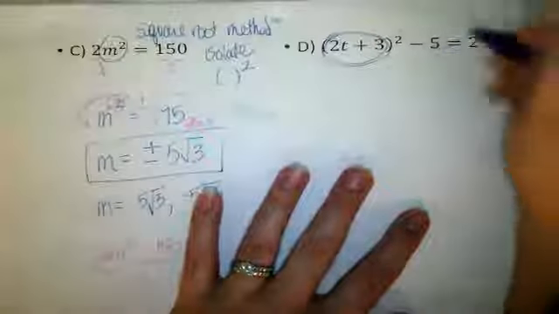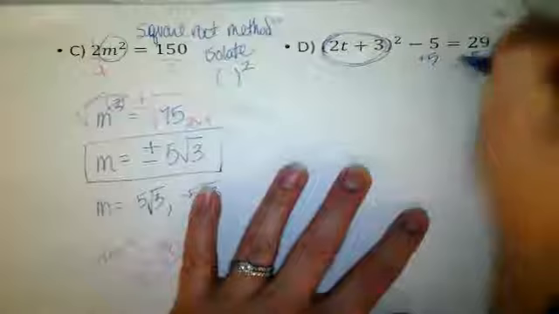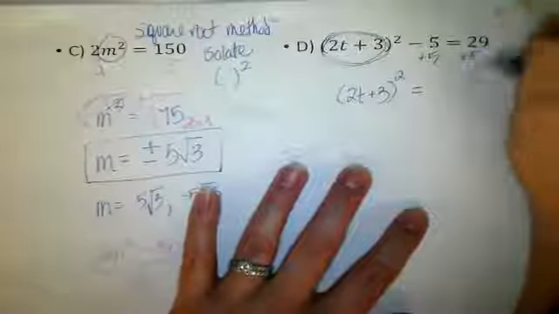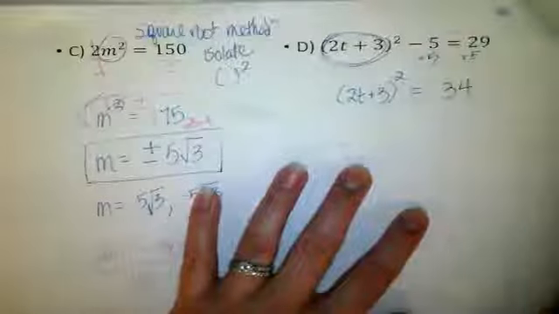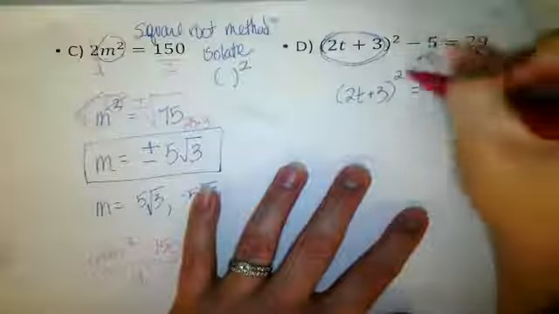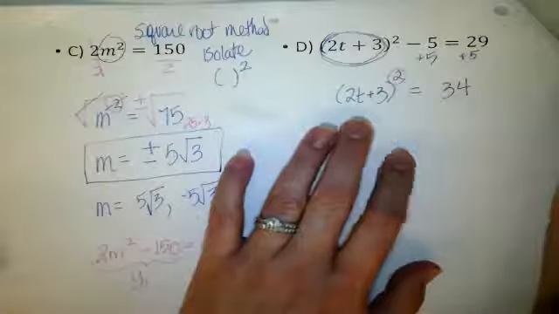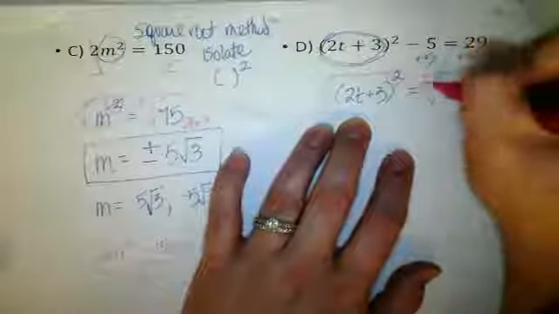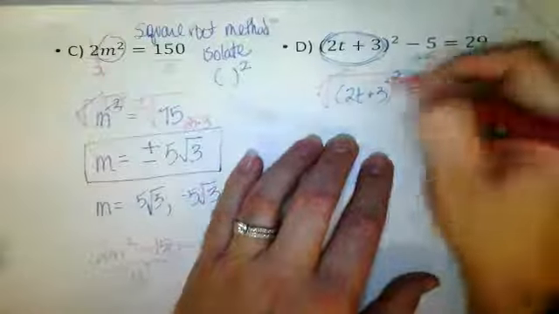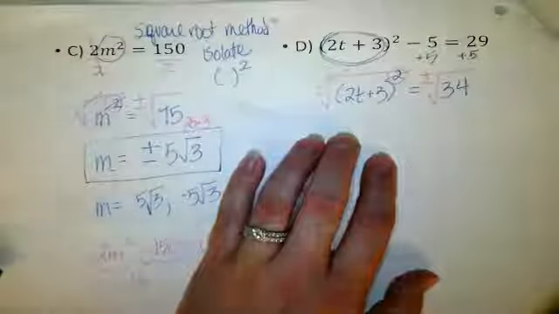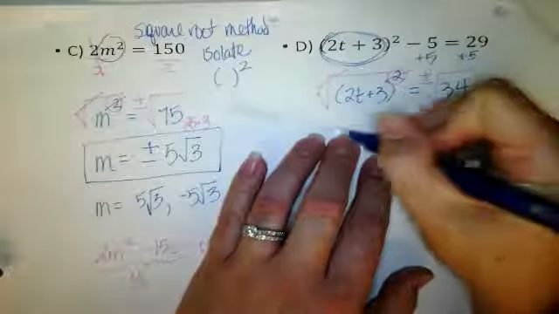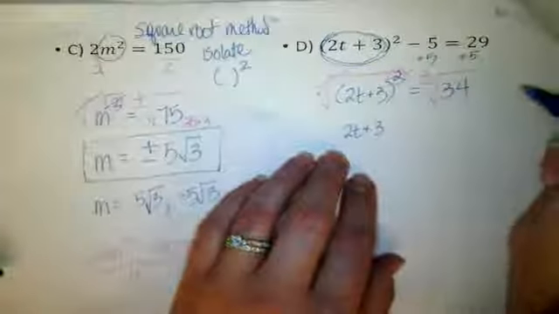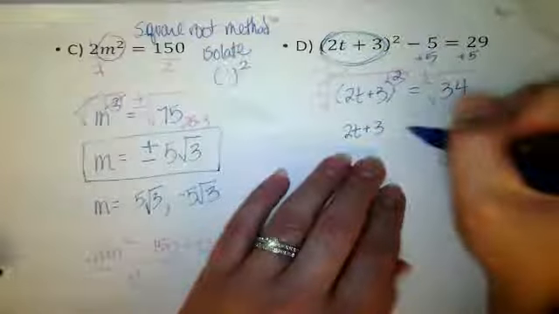How are we going to isolate that? Add the 5 first. Good, so we can add 5. So I have 2t plus 3 quantity squared equals 34? Yes. Okay, thank you. And now, how do I get rid of my power of 2? Square root both sides, don't forget plus or minus. The square root and the square cancel out, leaving the guts, 2t plus 3. The guts of the equation, the inner, does that make sense to you?